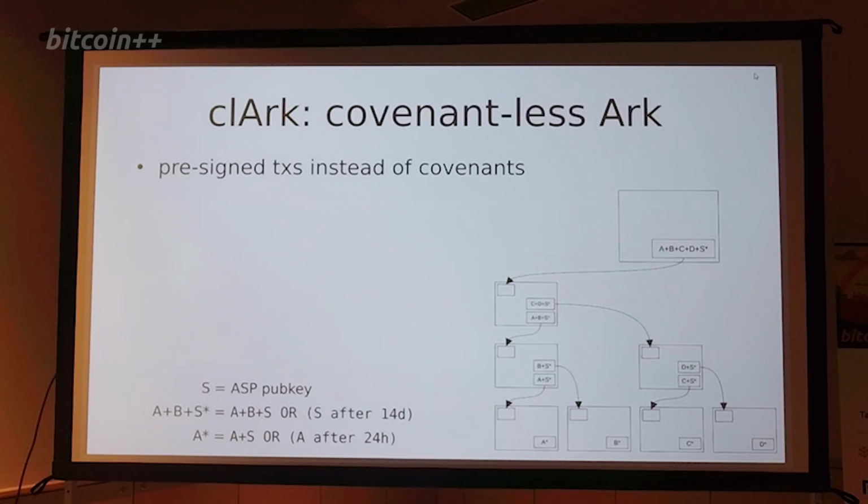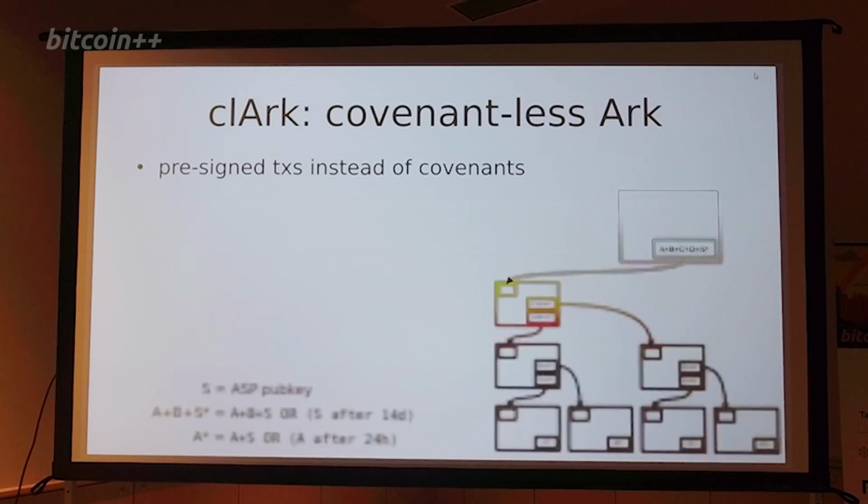The intuitive, straightforward way to do this is that everyone who's affected by the covenant above them in the tree needs to cosign, right? So in this one it's just Alice and ASP, and then here Alice, Bob, and ASP, because they are the parties that don't want this covenant to change.